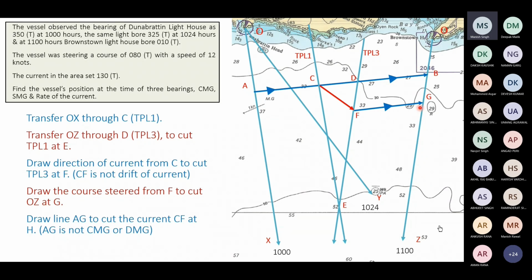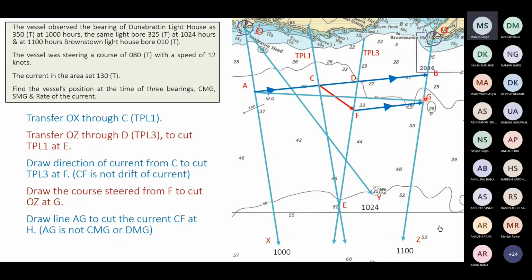Moving on to the next step now. Once this G point is obtained in the plot, now we have to join our initial point Alpha with this point G. So Alpha to Golf is what we are going to join now. So let's draw the line. So you can see this line joining Alpha to Golf.